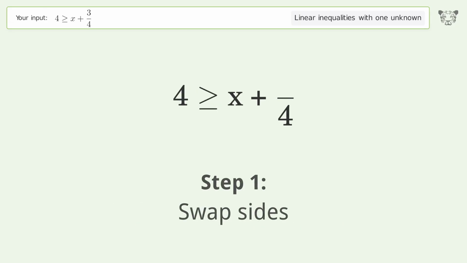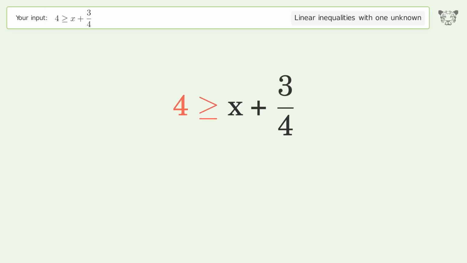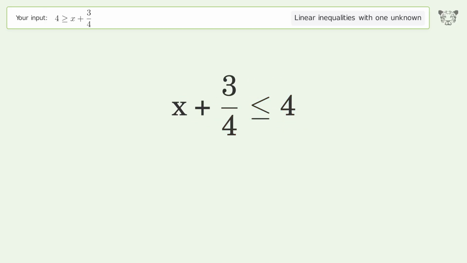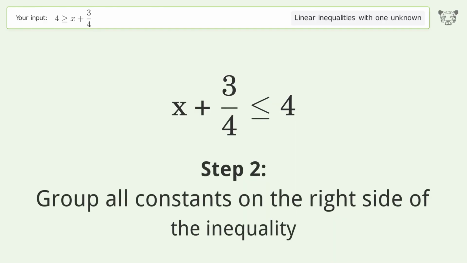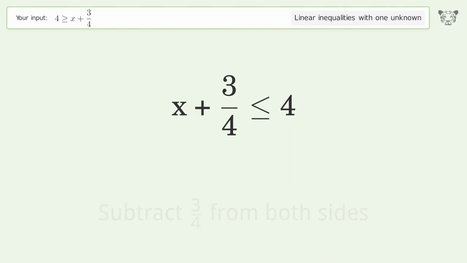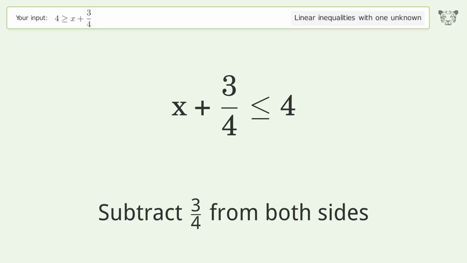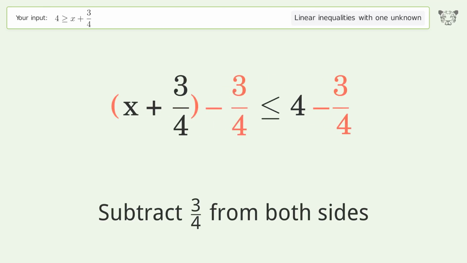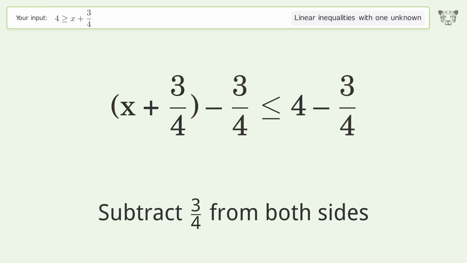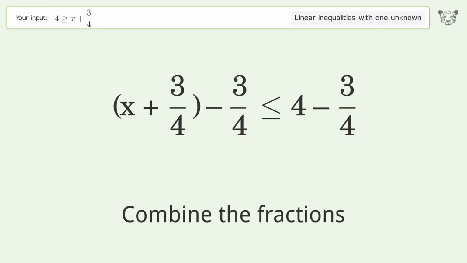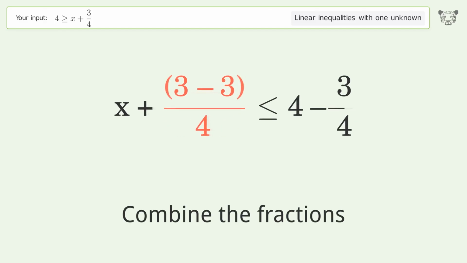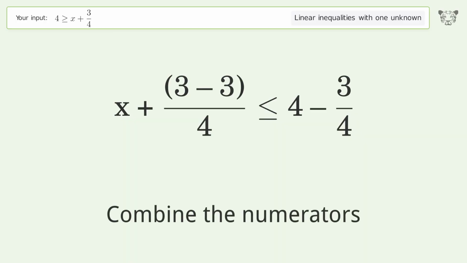Swap sides. Group all constants on the right side of the inequality. Subtract 3/4 from both sides. Combine the fractions. Combine the numerators.